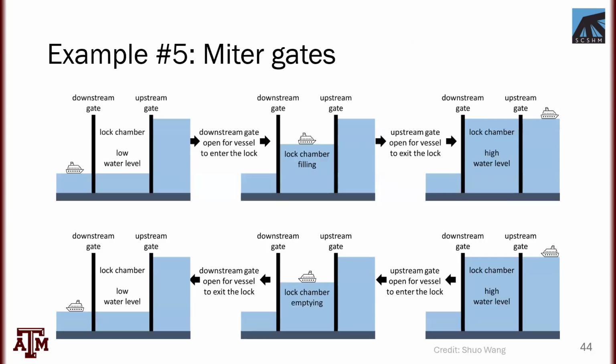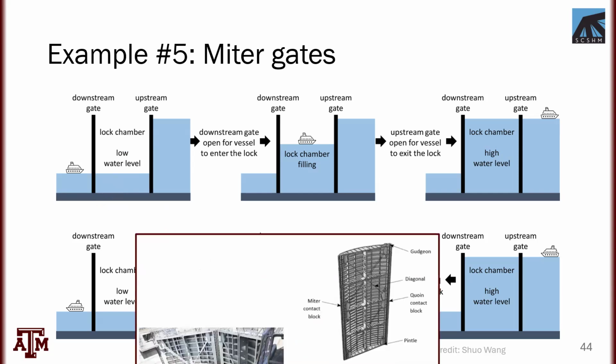So here is an actual application that some of my colleagues performed at the University of Illinois. They looked at miter gates, which are pretty much these gates that are built on lock systems in some of the inland waterways we have here in the United States. These gates are closed to allow water chambers to rise, allowing ships, vessels, and barges to travel upstream from a different elevation. Here's what they look like.